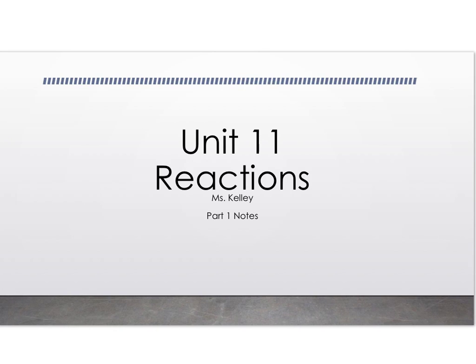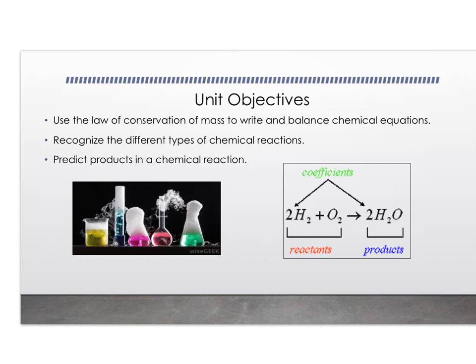This is Unit 11, Reactions, Part 1 Notes. By the end of this unit, you should be able to use the law of conservation of mass to write and balance chemical equations. You should also be able to recognize the different types of chemical reactions and be able to predict products in a chemical reaction.